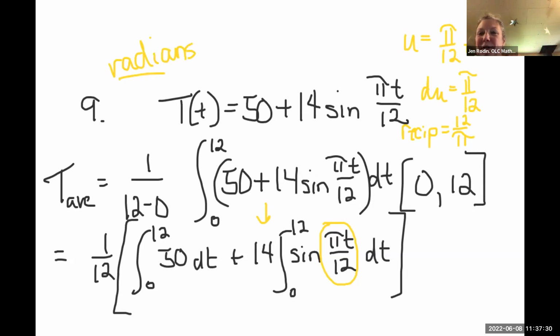And then the integral of sine is negative cosine. So really I would take that piece and do that part. I'll go on one more screen just so it's really neatly set up. I'm just going to set up that part and do that one separately. And u is pi t over 12. So again, just this part.